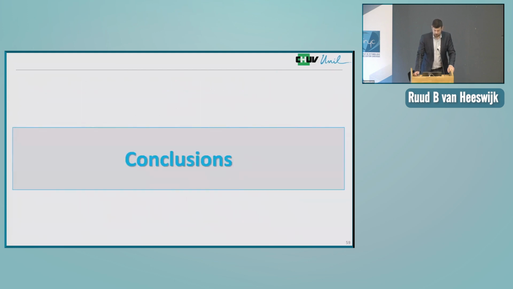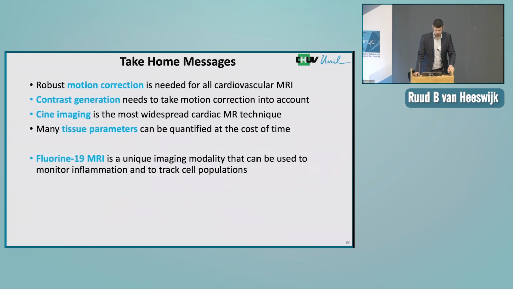So in conclusion, everything together, we saw the first four things earlier up. Remember, you can't do cardiac MR without good motion correction, and all the other things are dependent on this. But I'd like to add from this last part that fluorine MRI is a unique imaging modality that can be used to monitor inflammation and to track cell populations.